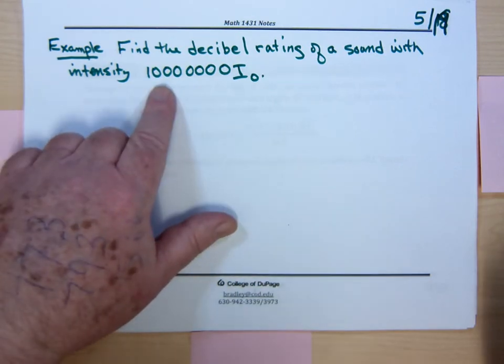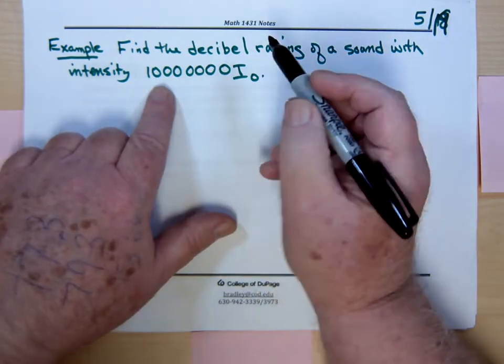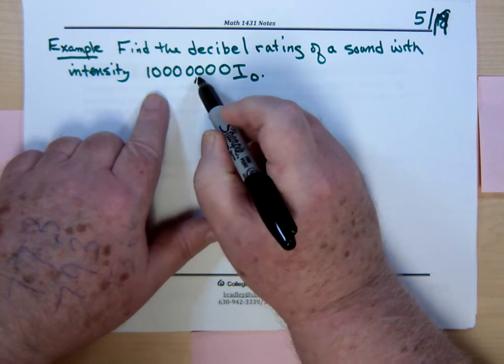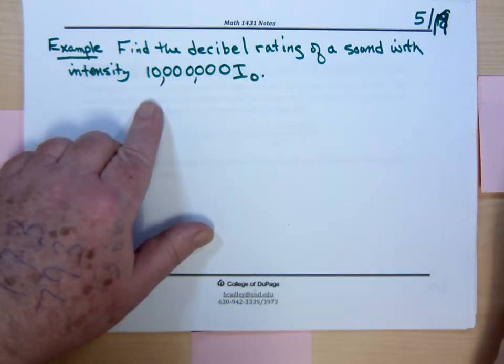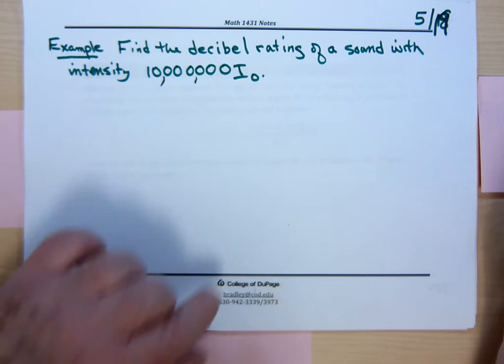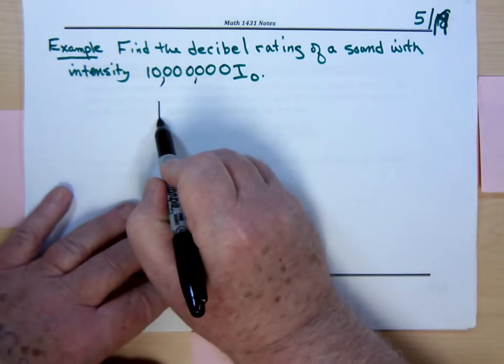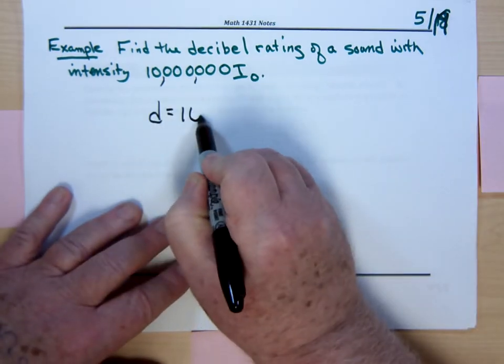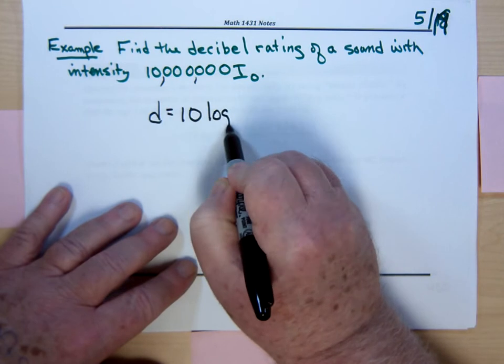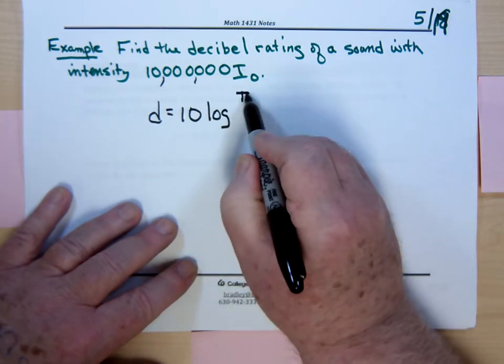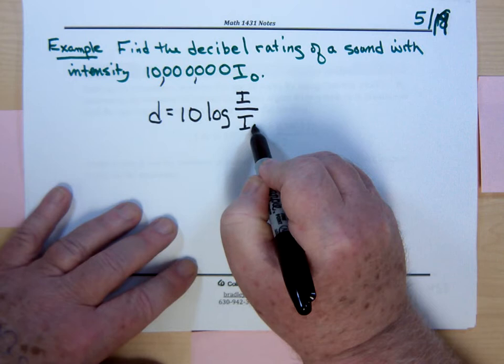Let's see, what is that? Let's see, put some zeros in. That is 10 million times the threshold. So our formula is this: D is equal to 10 times the logarithm, again base 10, of I over I0. That's from the previous page.